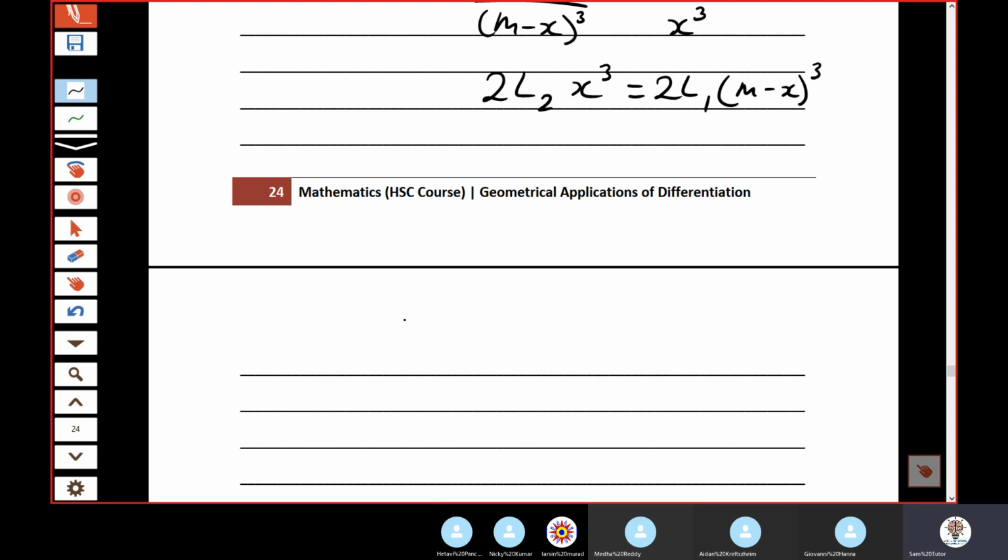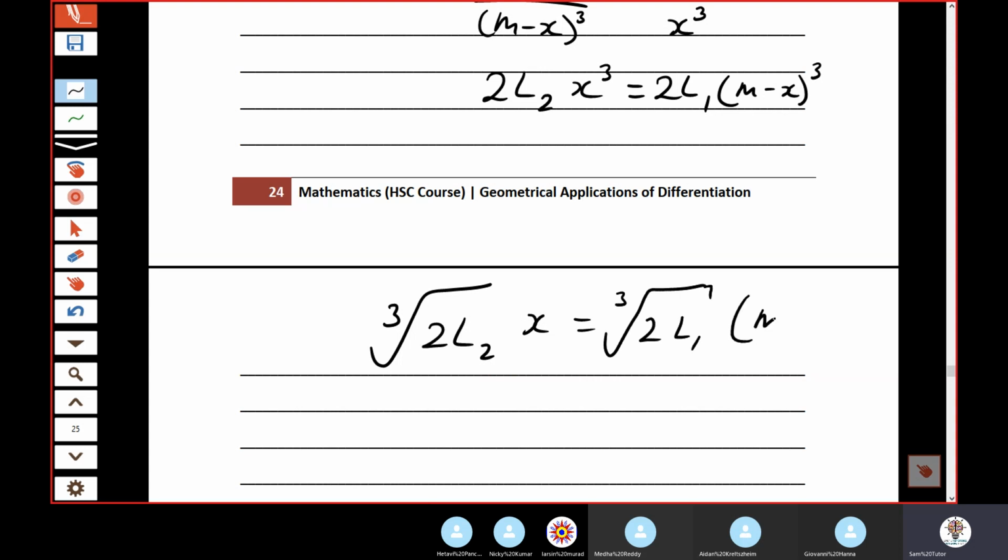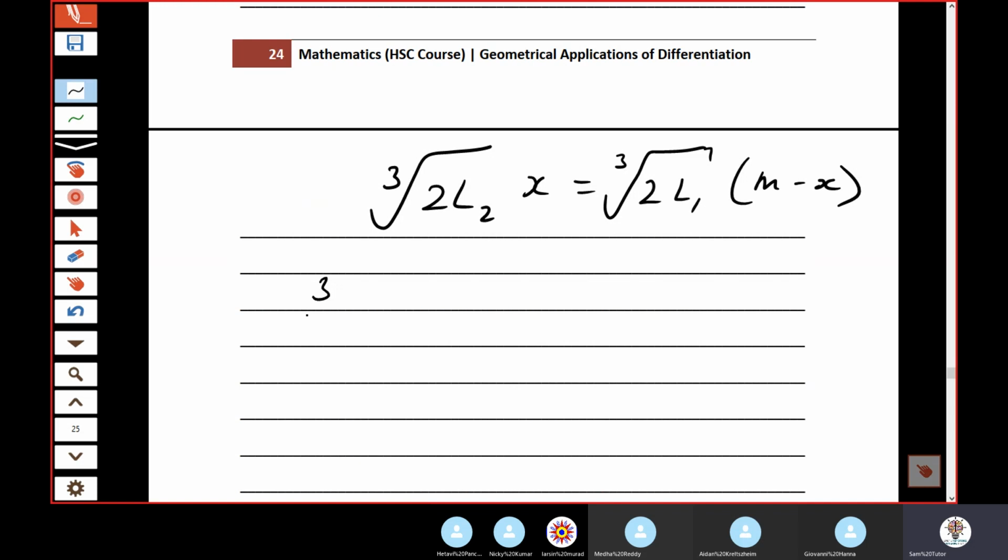Ready? Cube root everything. It will look like this. Cube root of 2L2 times x equals cube root of 2L1 times m minus x. What do I do now with the second side? Now that it's power of 1, what can I do with it? Now I can expand. So it's going to look like this. Cube root of 2L2 x equals cube root of 2L1 m minus cube root of 2L1 x.